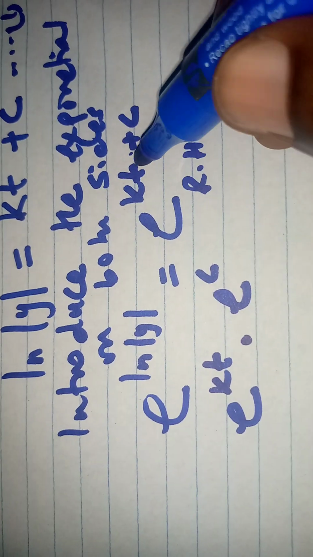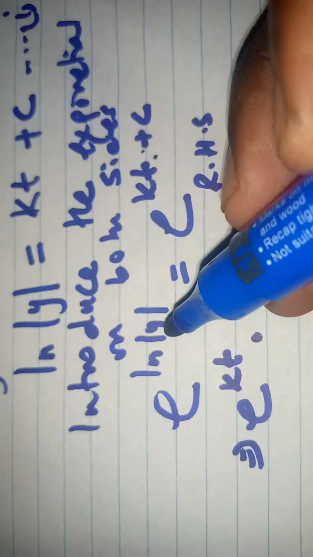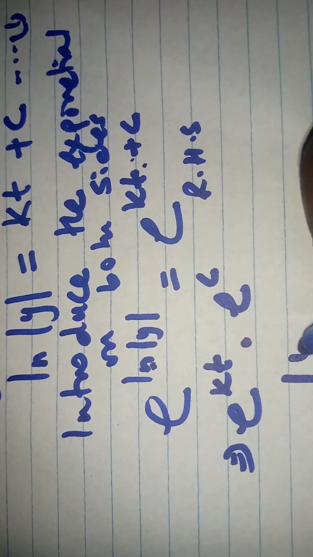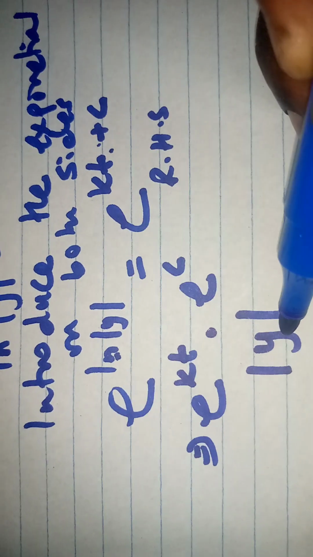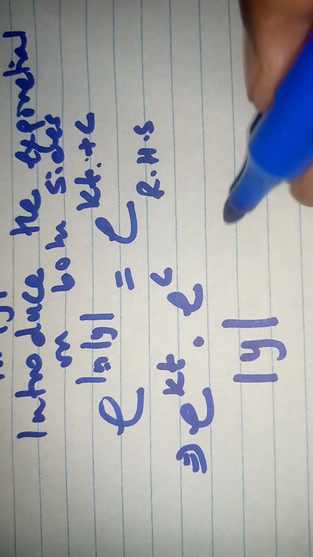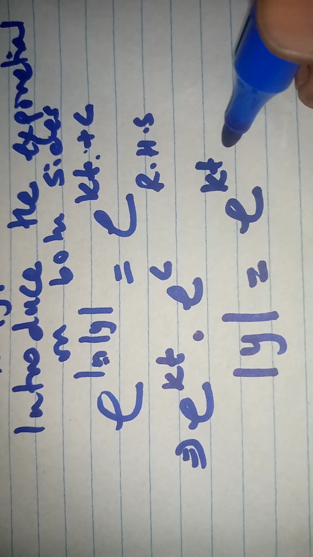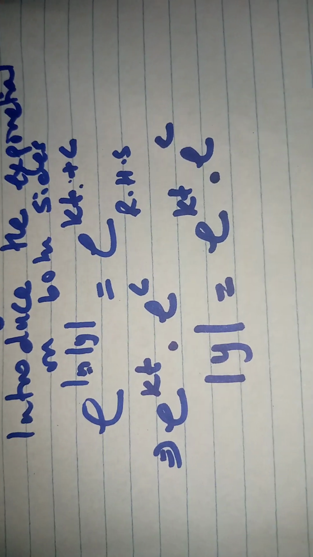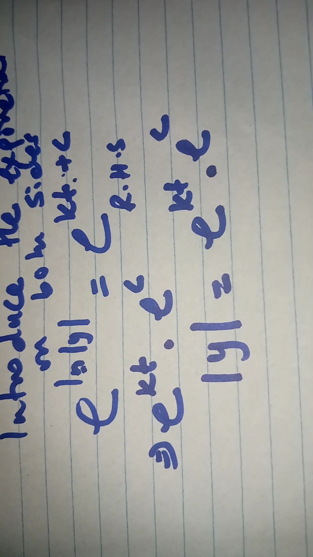So writing this in this form, remember, if you introduce exponential over a natural log, it is the same as that number. Exponential of a natural log is that number. So exponential of natural log of y is that, which is equal to exponential of kt multiplied by exponential of power c. Remember, my c is a constant.